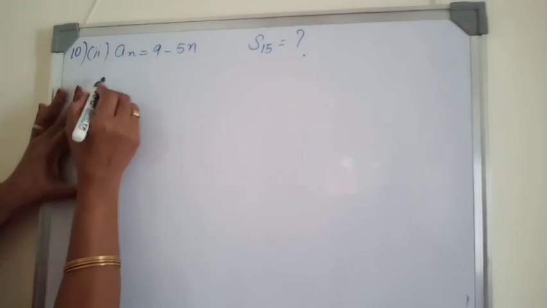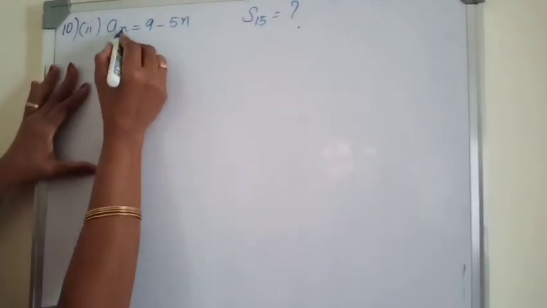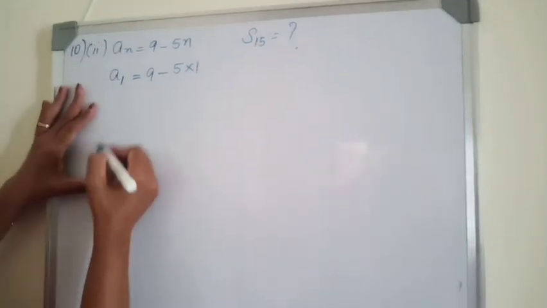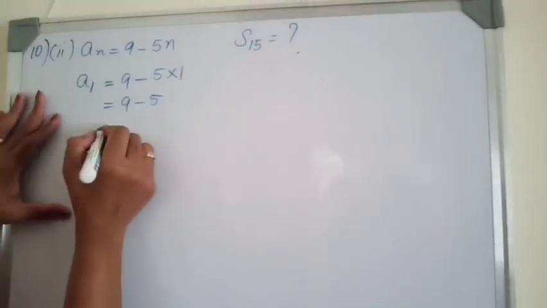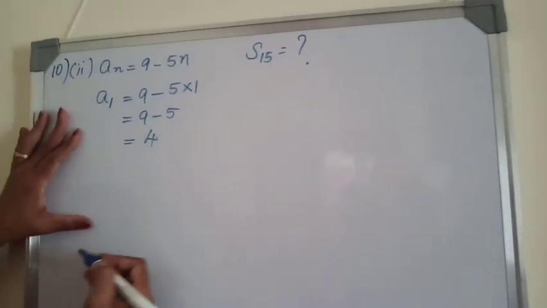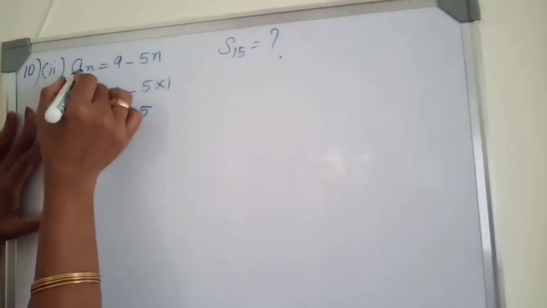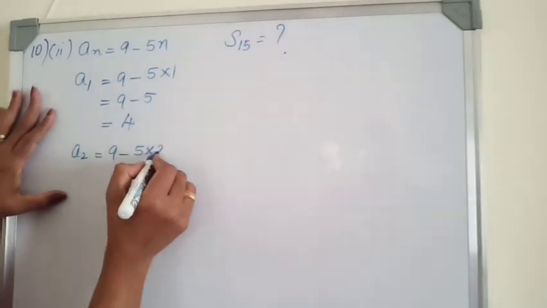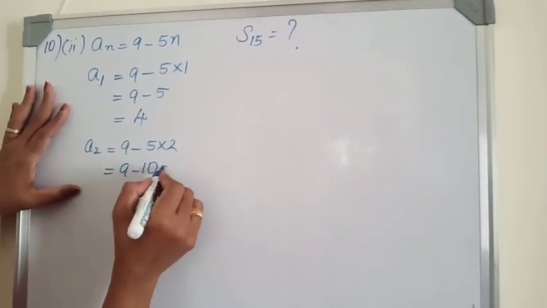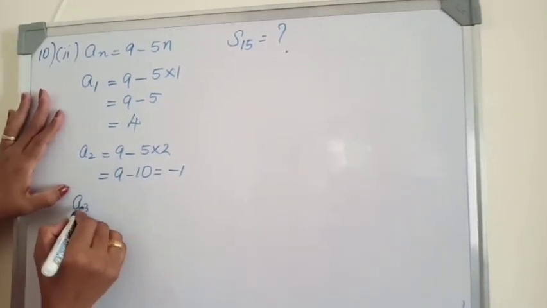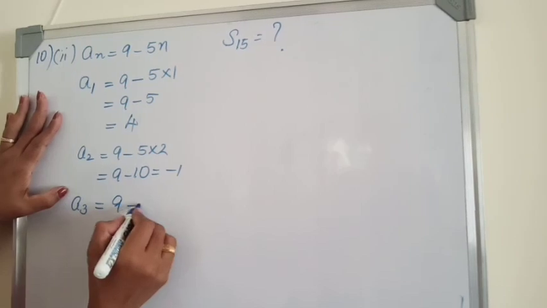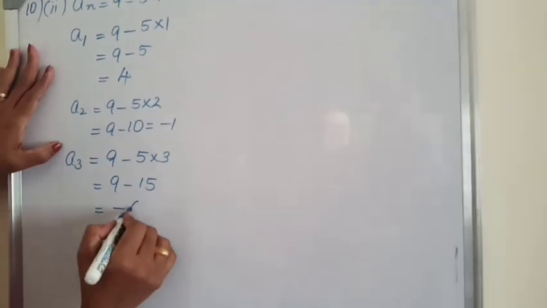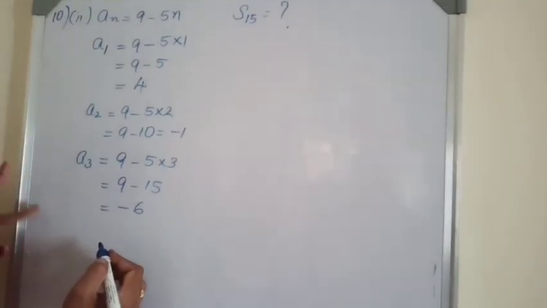So, instead of n, when we write a1, here on the left side n becomes 1. Right side also, we have to write n as 1. 9 minus 5 into 1 is equal to 9 minus 5 is equal to 4. So, a1 is 4. To get the second term a2, instead of n, we have to substitute 2. a2 equals 9 minus 5 into 2 equals 9 minus 10, which is minus 1. One more term we will find out. a3 equals 9 minus 5 into 3. So, it is 9 minus 15. It is minus 6. So, a1, a2, a3, all the terms we got.